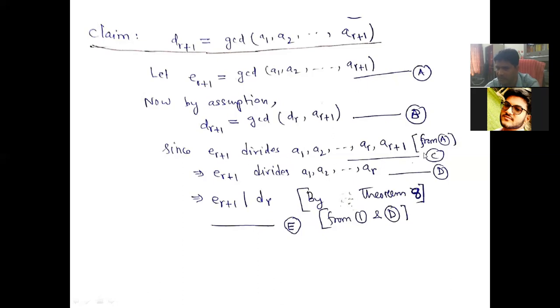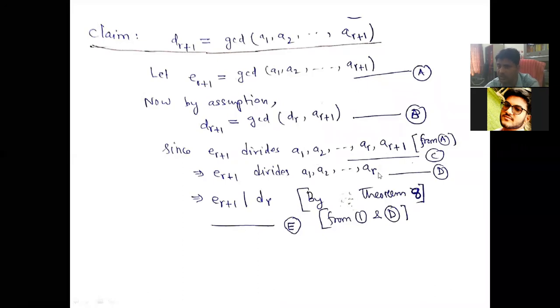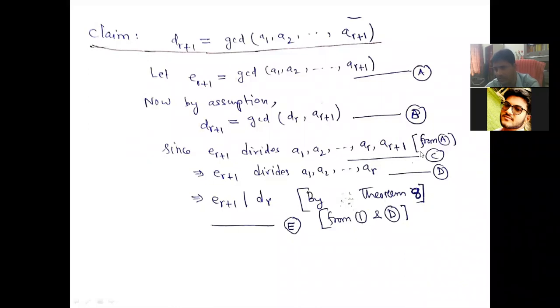D_{r+1} divides this R plus 1 number, so it also divides all these R plus 1 numbers. So it also divides all these R numbers. It will divide all, except one. So this implies E_{r+1} divides D_r by theorem 8 from 1 and D.